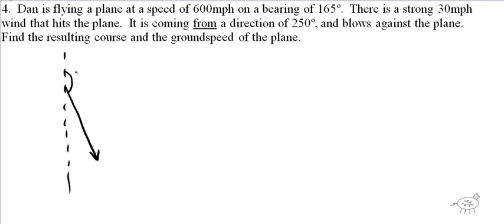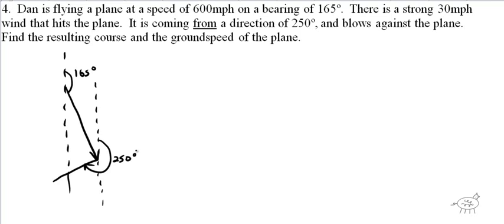So 165. And then it said there is a strong 30-mile-an-hour wind that hits the plane. It is coming from a direction of 250 degrees. So again, it's another bearing. It's coming from direction 250, even though I didn't say the word bearing. So we're going to draw another dotted line. I can draw that line here. This is 250 degrees.